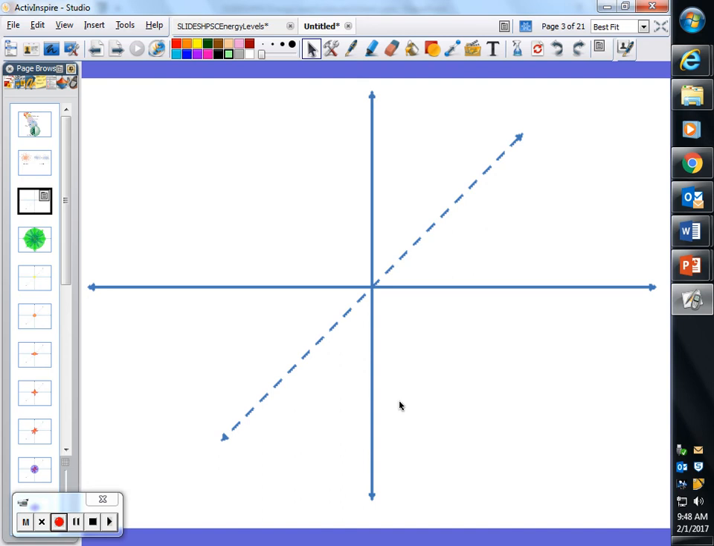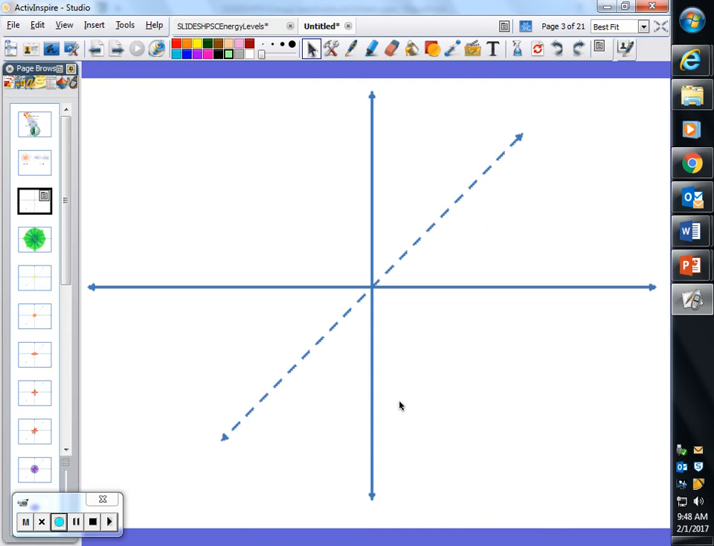A couple things about this picture. First, the origin of this X, Y, Z axis is going to represent what part of our atom? The nucleus, right? The nucleus is at the origin. And remember we said the nucleus is really small compared to the rest of the atom. So keep in mind that that nucleus is always at the origin of this graph.